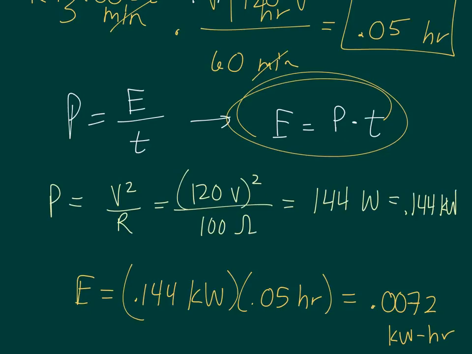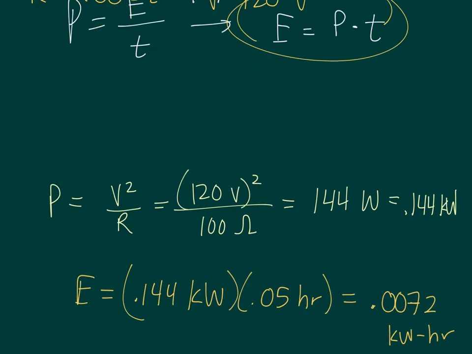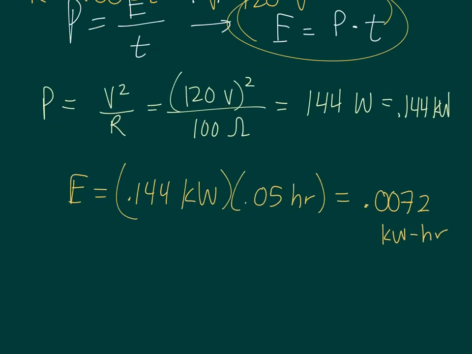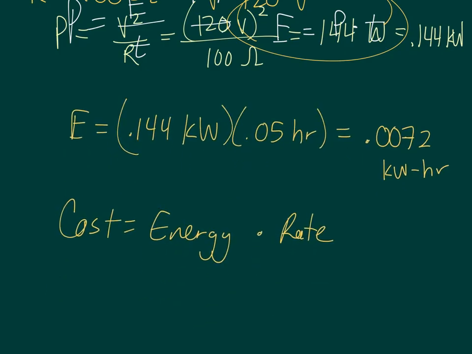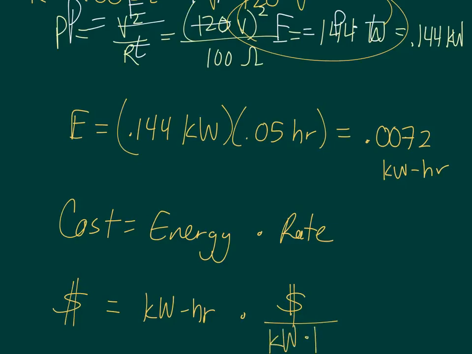So at the end, if you ever want to find cost, remember, you take the energy and you multiply it by the rate. And the units, just so you know, are going to be dollars equals, and energy is in what? Kilowatt hours times dollars per kilowatt hour. So again, kilowatt hours cancel, dollars equals dollars. You can see that it's the right formula.